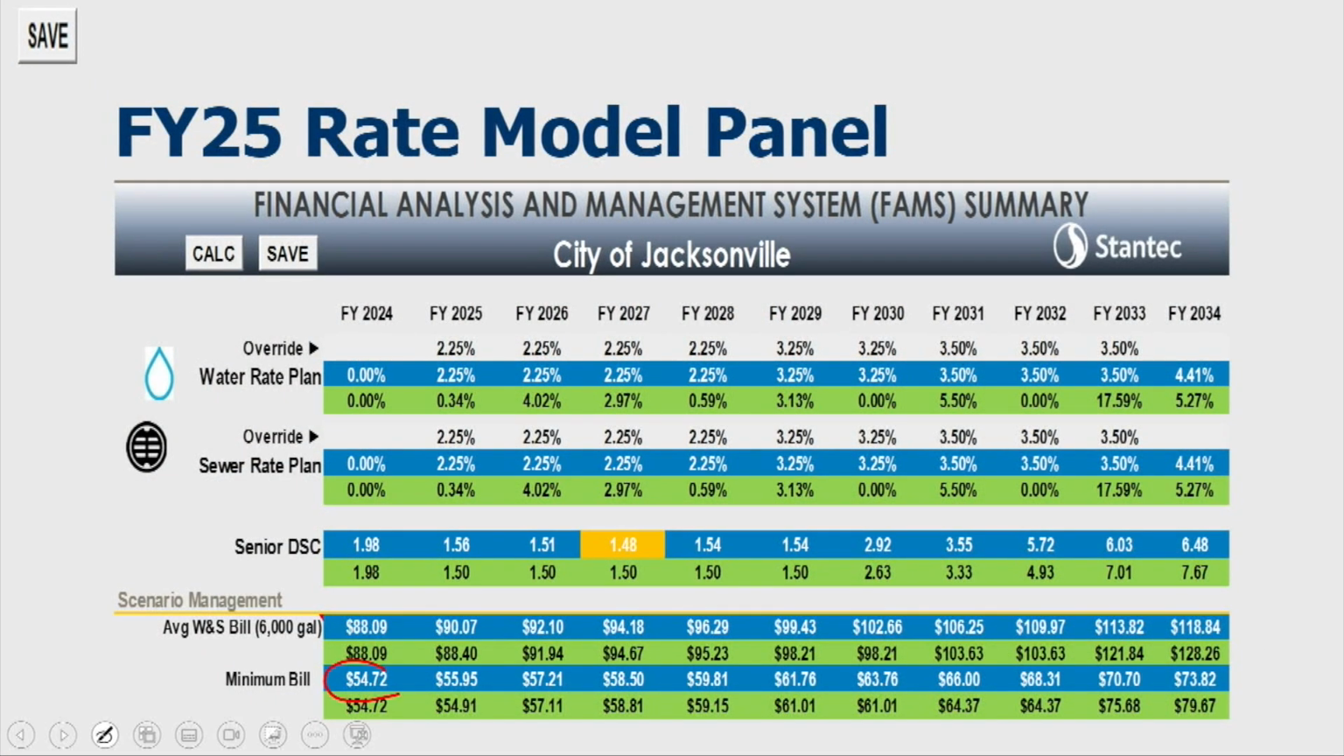So what is the average impact for a household? I mean, $4 or $5 a month, $3 a month? Well, if you look at just the minimum bill, the total is 5472. So when we go with the 2.25, it'll go from 5472 to 5595. And as it escalates, this is where Sabrina was saying by the time you get to 34, the average bill is going up $2 a month each year, in round numbers, for water and sewer.